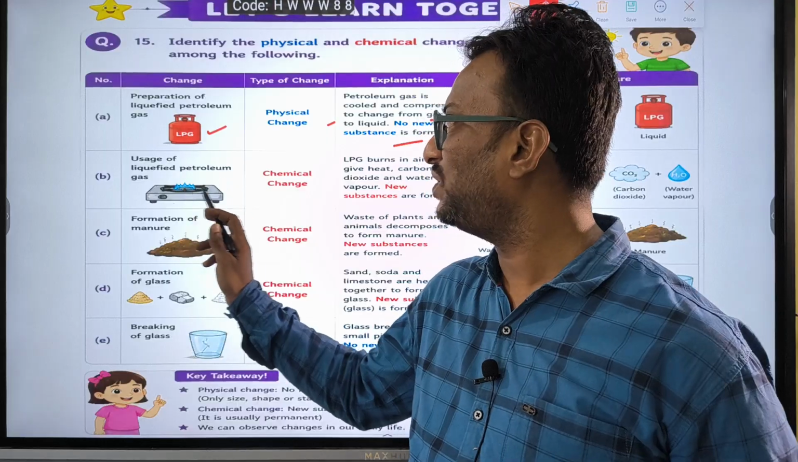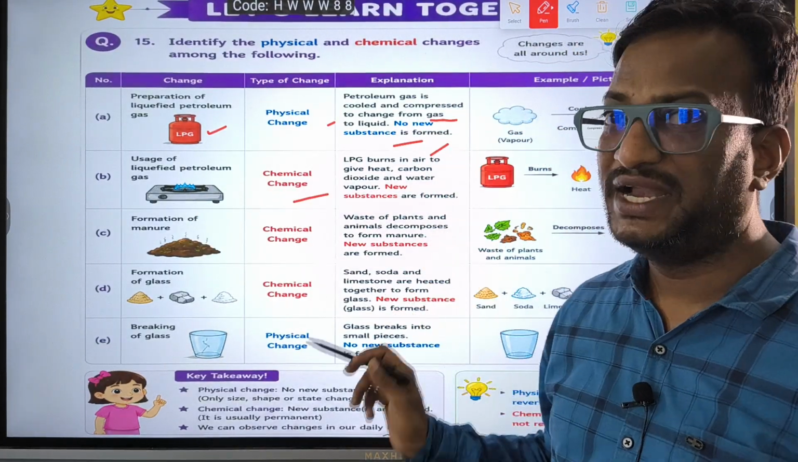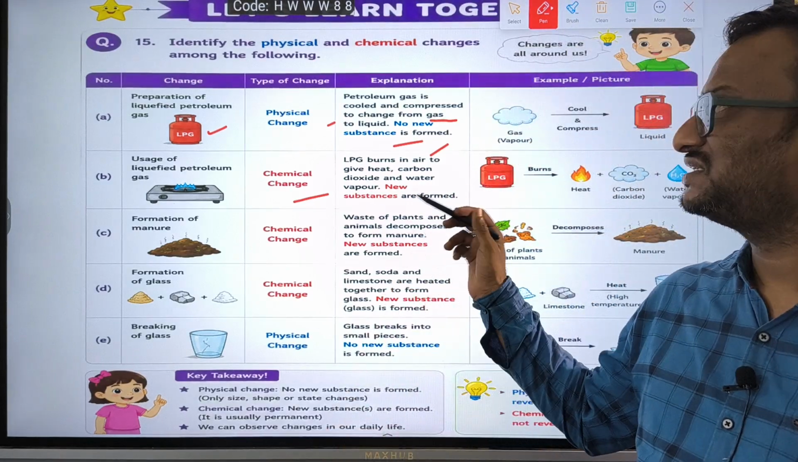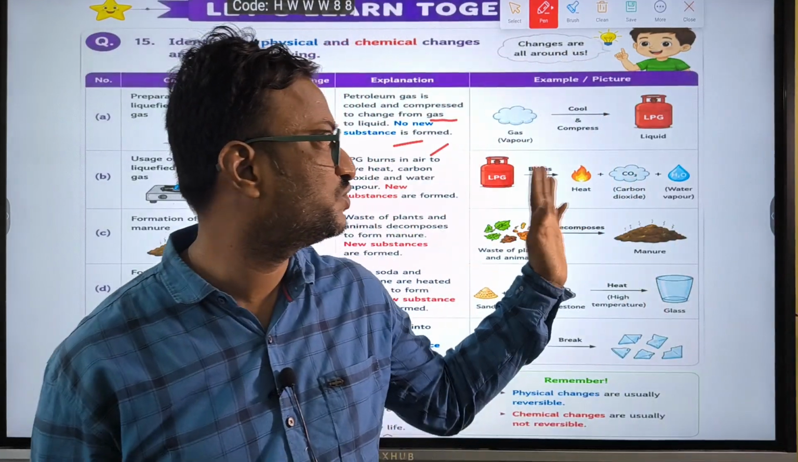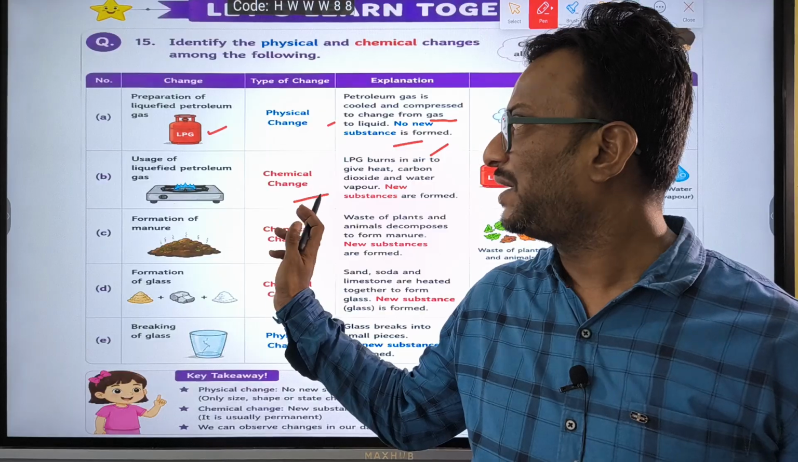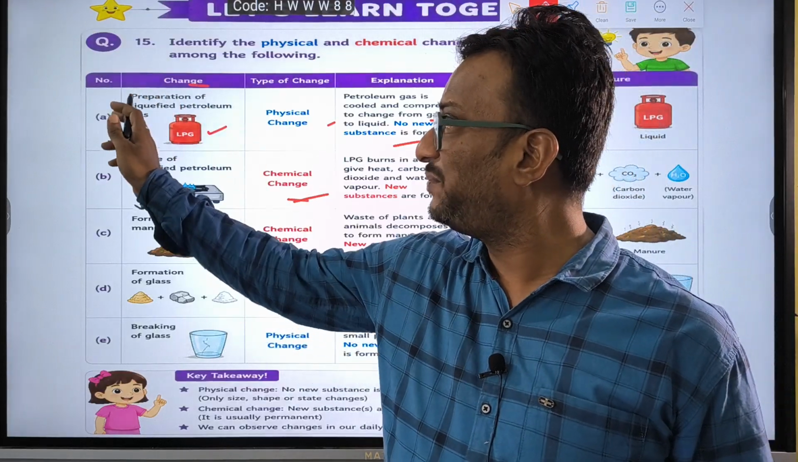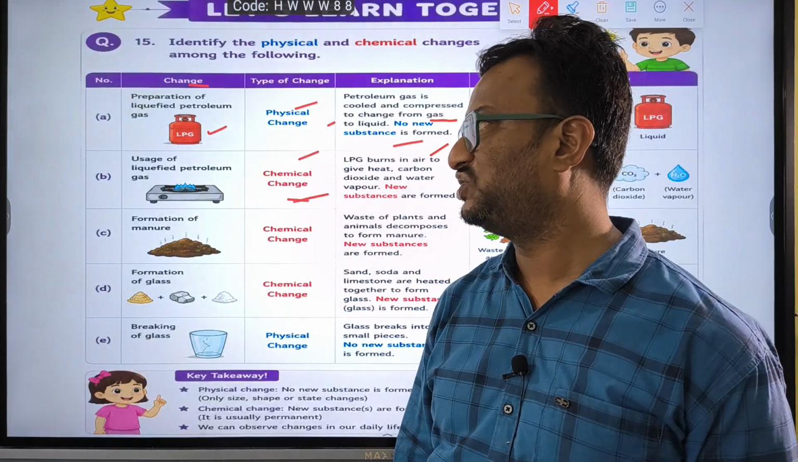Usage of liquefied petroleum gas is a chemical change. LPG burns in air. It gives heat, carbon dioxide and water vapor. Here a new substance is formed. It is a chemical change. Preparation of liquid petroleum is a physical change. Usage of liquid petroleum is a chemical change.